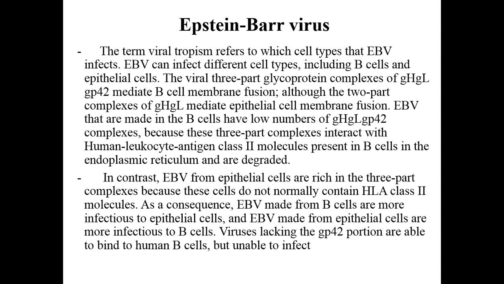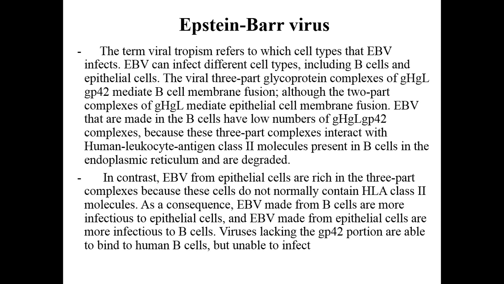Epstein-Barr virus made in B cells has low numbers of the three-part glycoprotein complex, because these complexes interact with human leukocyte antigen class II molecules present in B cells in the endoplasmic reticulum and are degraded. In contrast, Epstein-Barr virus from epithelial cells is rich in the three-part complexes, because these cells don't normally contain human leukocyte antigen class II molecules.